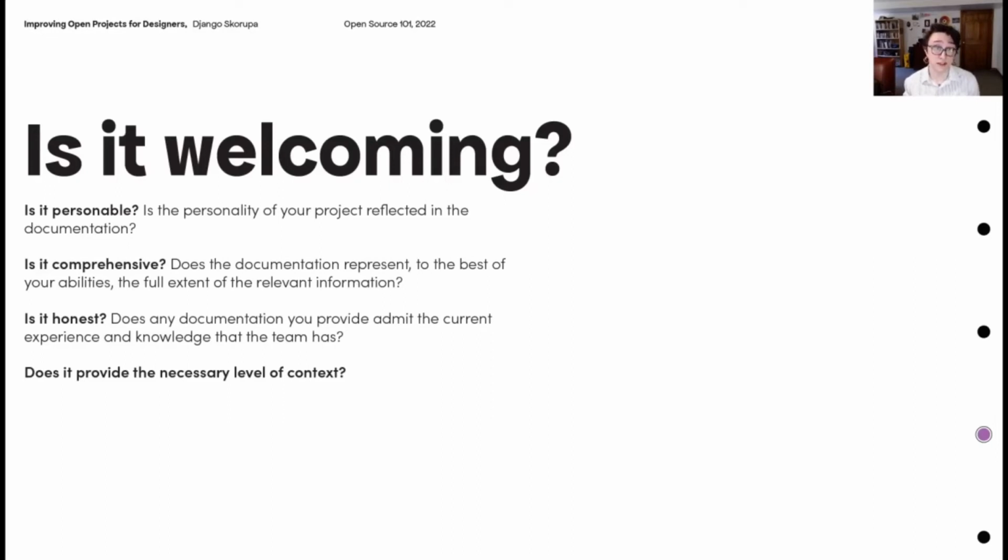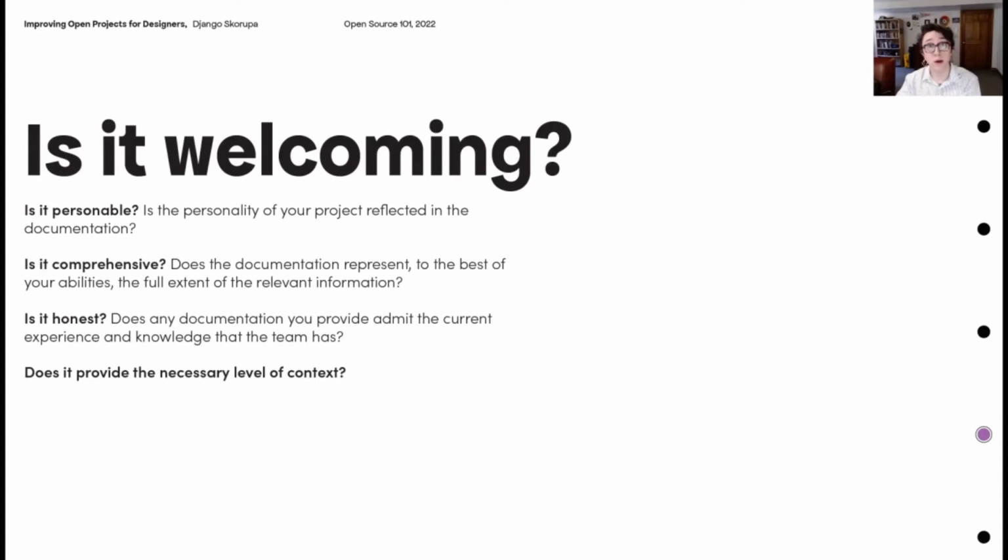Next, is it comprehensive? Does the documentation represent, to the best of your abilities, the full extent of relevant information? That's a really long way of asking, did you put everything that you know into the documentation? Or do you expect people to contact you for the full scope of information? Because that's another step in the process. If I can't, when I'm first starting out, get all of the information that I need, and I have to actually reach out and speak with someone else, that's something that I can absolutely do. It's not something that I'm against, but it makes it more difficult for me to be a self-starter.